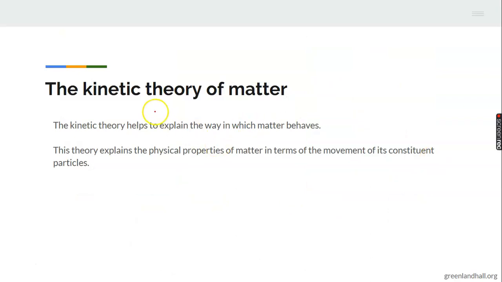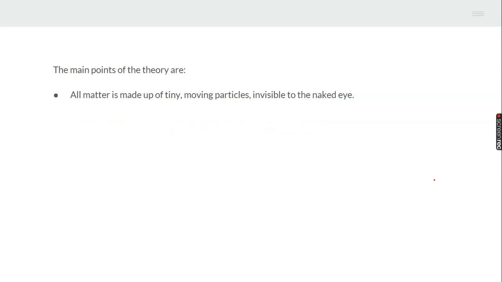So that takes us to the kinetic theory of matter. Kinetic theory helps us to explain the way in which matter behaves, their behavior. This theory explains the physical properties of matter in terms of the movement of its constituent particles. Constituent means what makes them up, their composition. Constituent particles, that's what we are going to look at. There are three main points we are to note under the kinetic theory of matter. The first one is that all matter is made up of what?